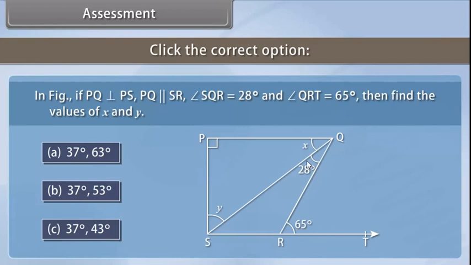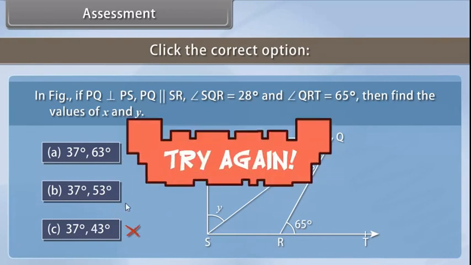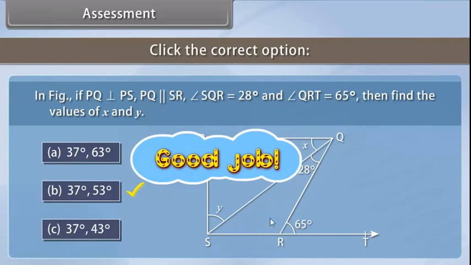Assessment. Let's go through an interactivity now. Click the correct option. Try. Very good.